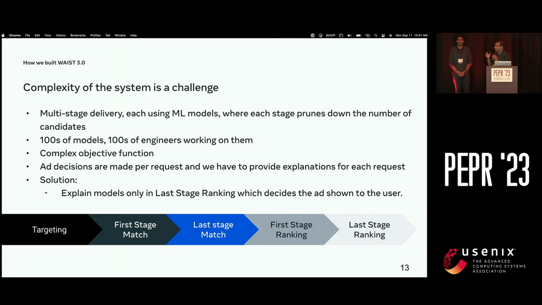So one of the ways we simplify the problem is to only worry about the last stage of ranking, because this is the last stage which decides the ad which is shown to the user. But even in this last stage, there are multiple models which contribute to the prediction score.